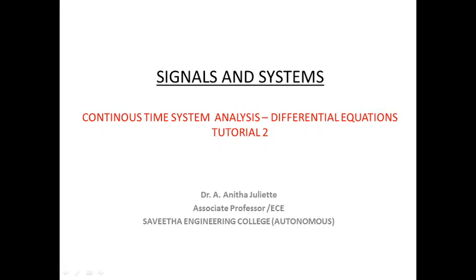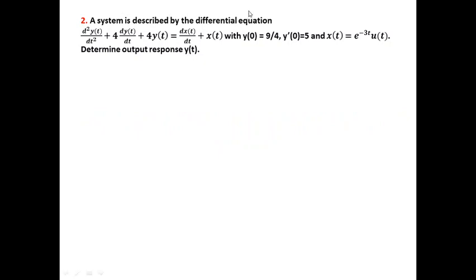Good day, students. We will be discussing the second tutorial problem on solving continuous time systems starting with differential equations. The system is described by the differential equation d squared y of t by dt squared, given in this manner. The important point is that the initial conditions of the system, y of 0 equal to 9 by 4 and y dash of 0 equal to 5, are given.